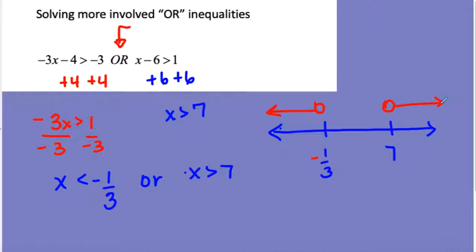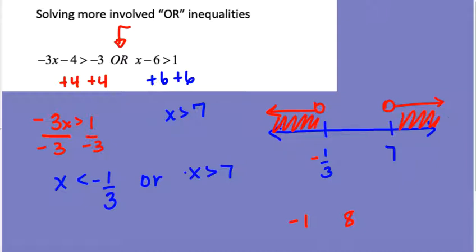So something I could ask you is, what's a possible solution? Well, you could say a possible solution is like -1. That's in the solution area. Or you could say a solution is 8, because those are in one area or the other. So they'd be either here or here.